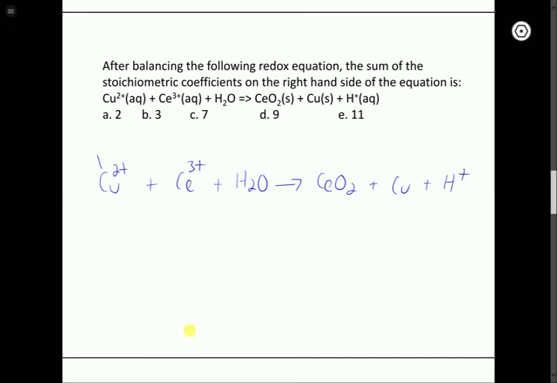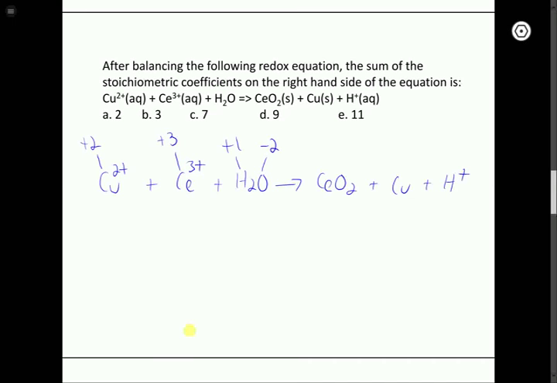So if we have copper 2+ by itself, that's just a +2 oxidation state. Cerium 3+ by itself has a +3 oxidation state. Water, we see it all the time, +1 and -2. We go to the product side, and most of them are also straightforward.